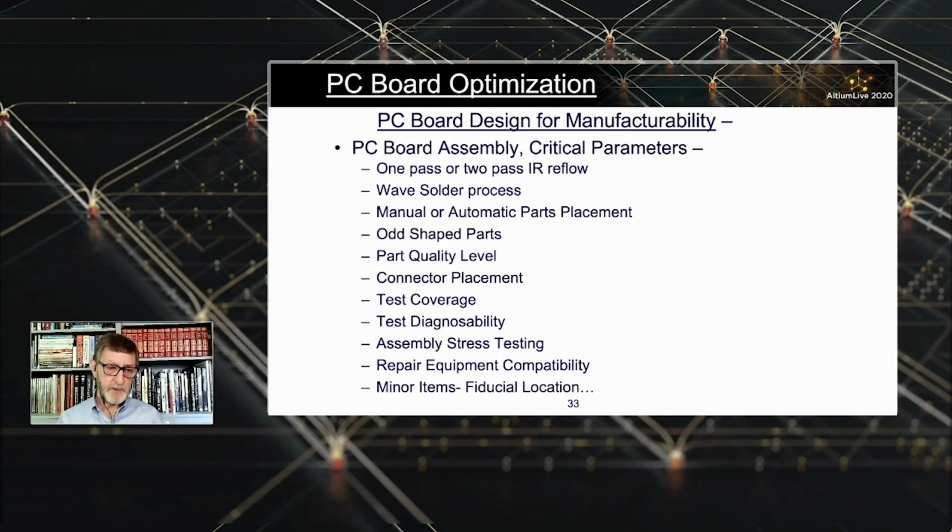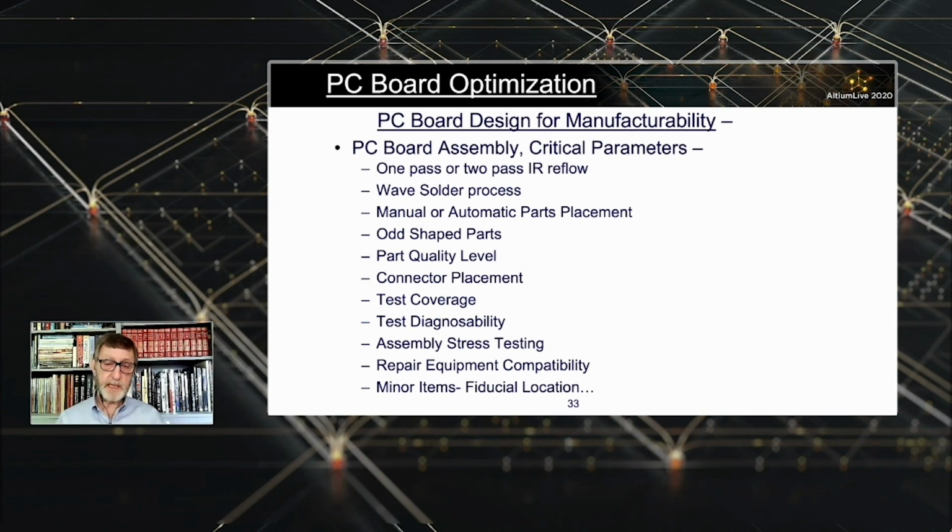Talking about assemblies for just a minute. Get to know the person at the assembly shop, the CM, who can tell you how to best process your board. Try to figure out ways to have 1 IR reflow process if possible. 2 IR reflows means it's going to cost more and you're going to subject the board to more heat. When you subject the board to more heat, you're going to be challenging the long-term reliability of the board because you're stressing it more than you absolutely need to.